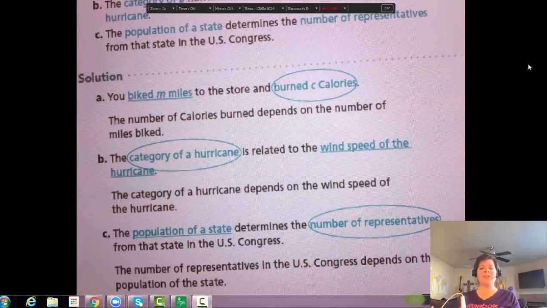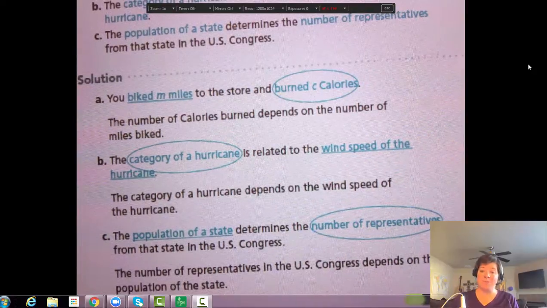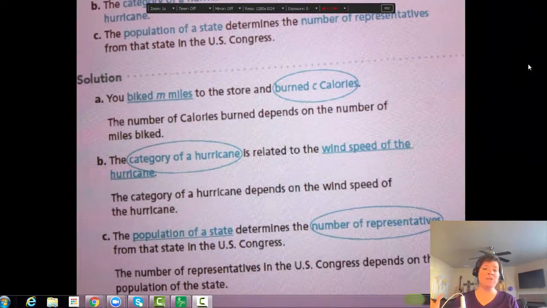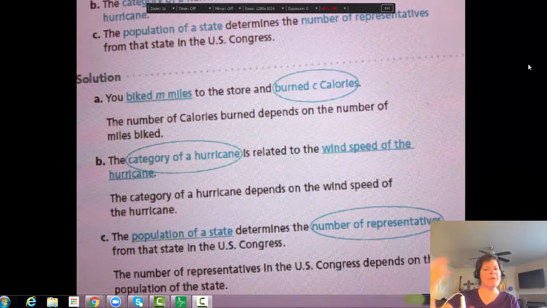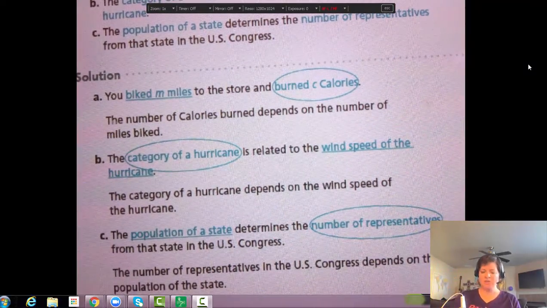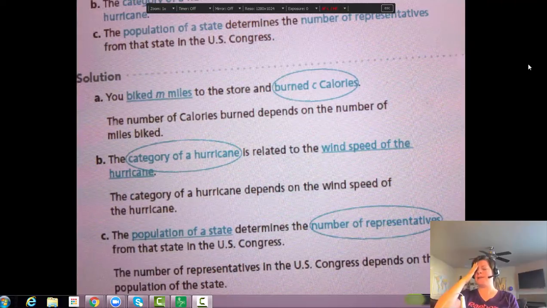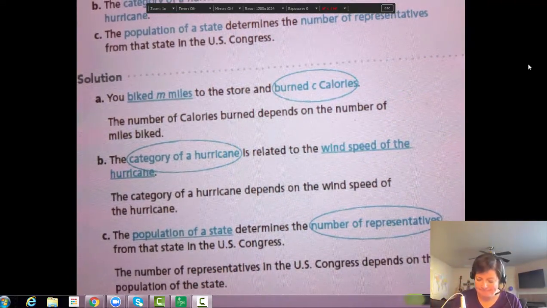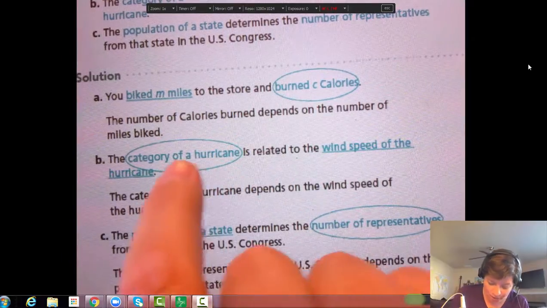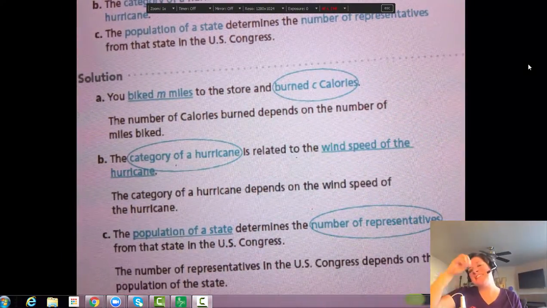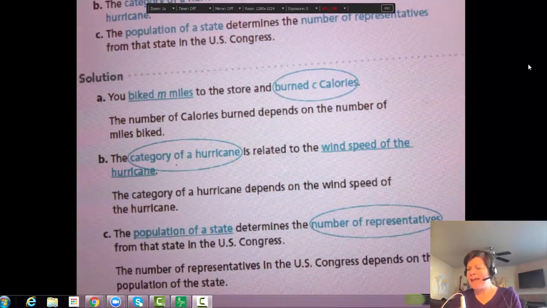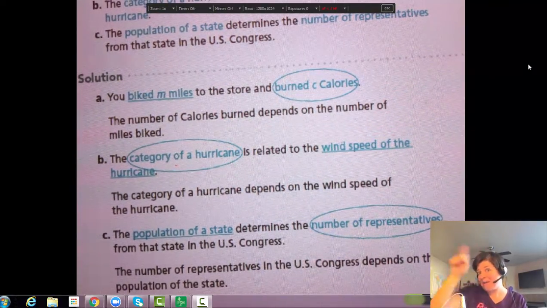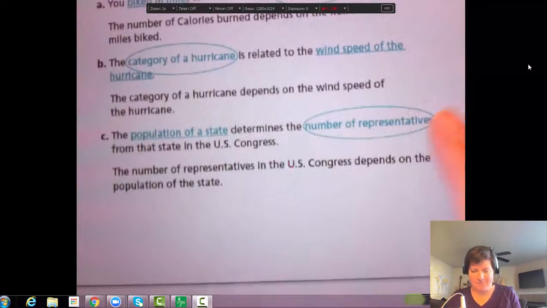So like Idaho doesn't have a large population, so we would have fewer representatives. Whereas a bigger state like Texas might have way more representatives. So you have to think which one depends on what. If this one depends on something, like our representatives, our hurricane category, or our calories, that is our dependent variable. And if it's kind of on its own, but it affects the other one, it's our independent variable. All right? And so I think that was the main ideas that I wanted to make sure we went over in a video.